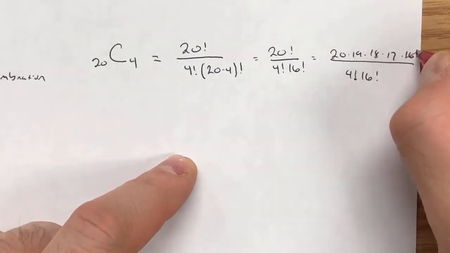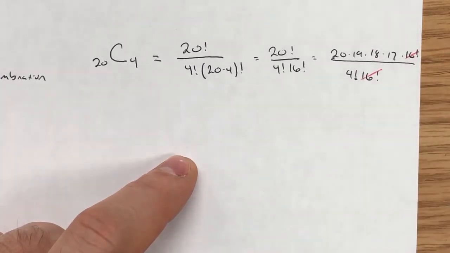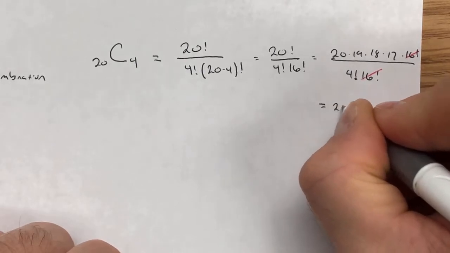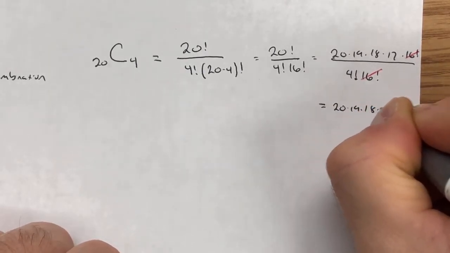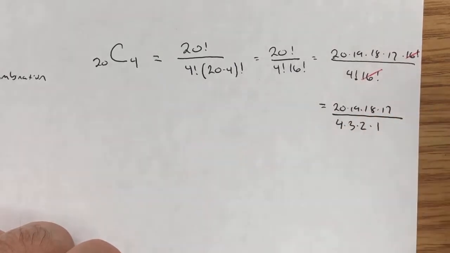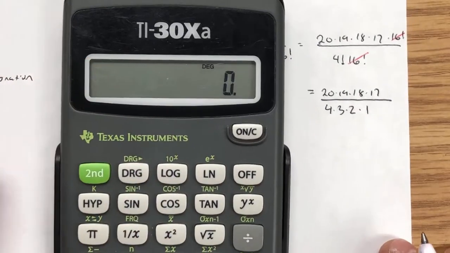And I wrote it all the way out to that number so that I could eliminate all of those possibilities that go after that, because those will eventually cancel out. And so in essence, this is 20 times 19 times 18 times 17 divided by 4 by 3 by 2 by 1. Okay. And so let's figure out what that will be.